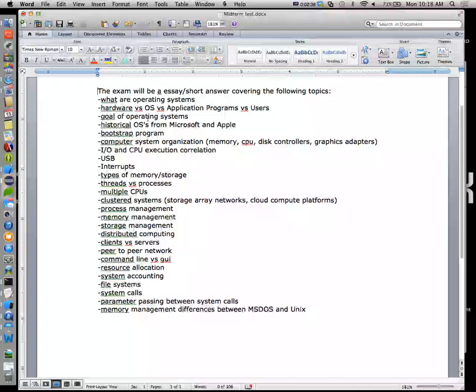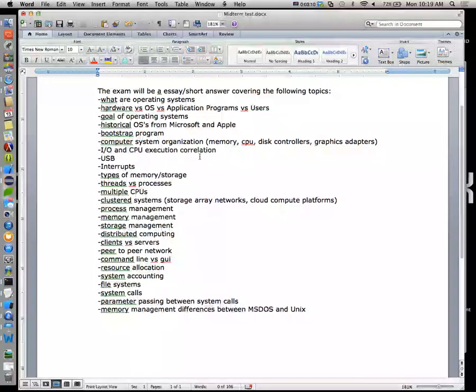Goals of the operating system. Historical operating systems from Microsoft and Apple. Bootstrap program. That's that piece of software that goes from, hey, I'm just a piece of hardware, to load a real operating system. Kind of a micro operating system in the middle. That's the bootstrap. Computer system organization, so memory, CPU, disk controllers, graphic adapters, again, only at the high level. The second half of the semester, we'll be talking about the details of each of these.